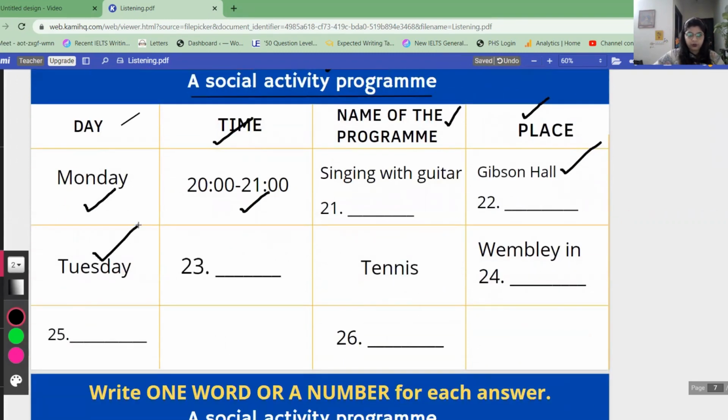Okay, now they will move on to Tuesday. Here I need to listen to the time and I'll make sure that I write the time in the format the way it is given here. Okay, next. Okay, so they will talk about tennis and where it is, Wembley in dash. Some place would be there. Now 25th and 26th. So basically the name of program I need to hear, what it would be and the day. Cool. So should I play the audio? Yes. Listen to it carefully. Now listen carefully and answer questions 21 to 26.